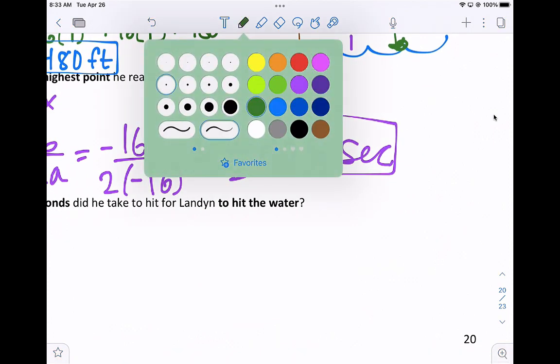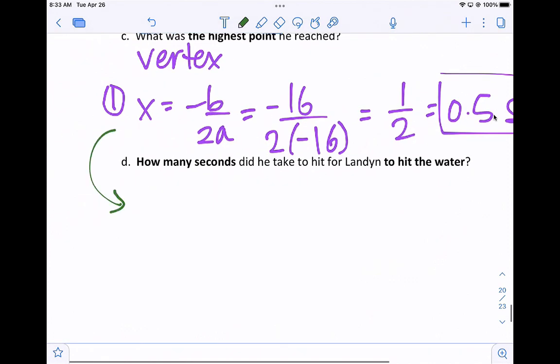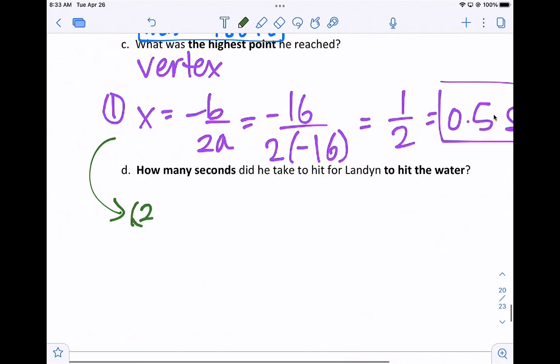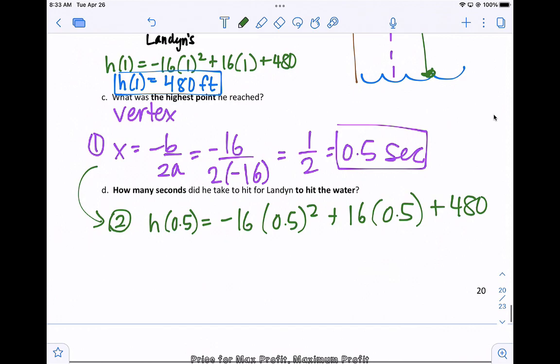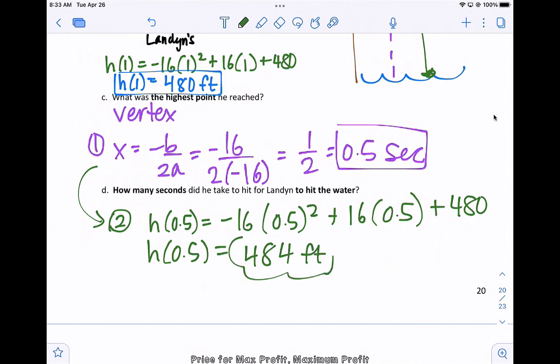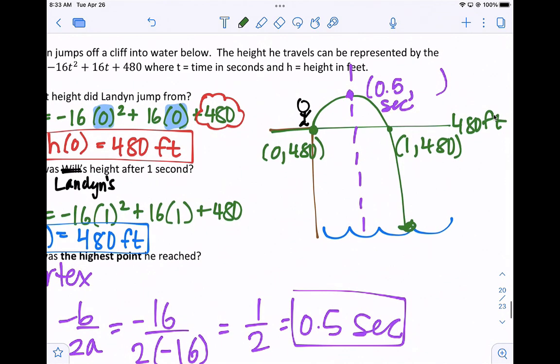But step 2, I'm going to do my work right here for step 2, is we're going to plug in his height. To find his height at 0.5 seconds, we'll plug in the 0.5. So this is negative 16 times 0.5 squared plus 16 times 0.5 plus the 480. And when you do that, his height at 0.5 seconds is 484 feet, which means he jumped 4 feet into the air before starting his descent.